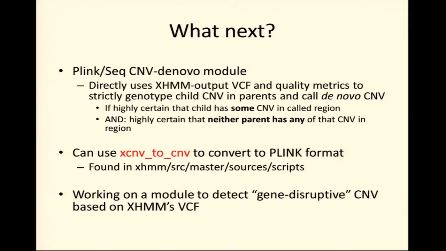There's also a helper script that comes with XHMM that literally converts the CNV calls from the discover step to Plink's CNV format. And since Plink has a lot of functionality for CNV analysis, including case control association, that's one path to go forward. So you take the XCNV file from XHMM, convert it to Plink's format, and then you use Plink to do the CNV association if that's what you're trying to do.